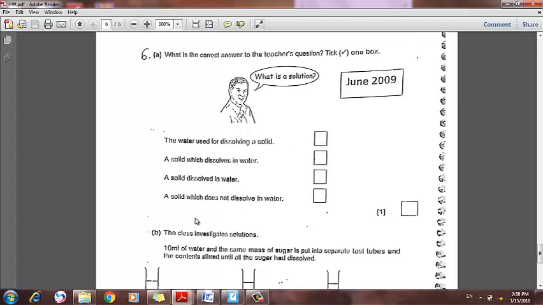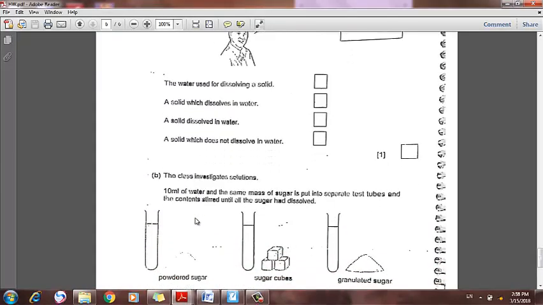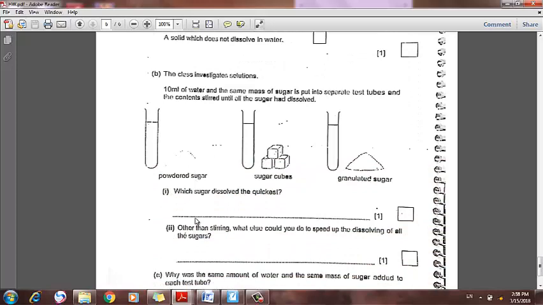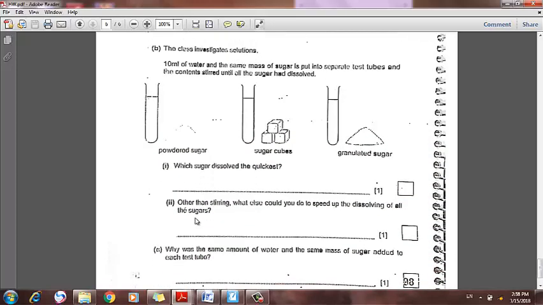The class investigates solution. 10 ml of water and the same mass of sugar is put into separate test tubes and the contents stirred until all the sugar had dissolved. Powdered sugar, sugar cubes, granulated sugar. And remember, a test tube is a kind of container that we use in the science lab. Those containers, we call them test tubes.